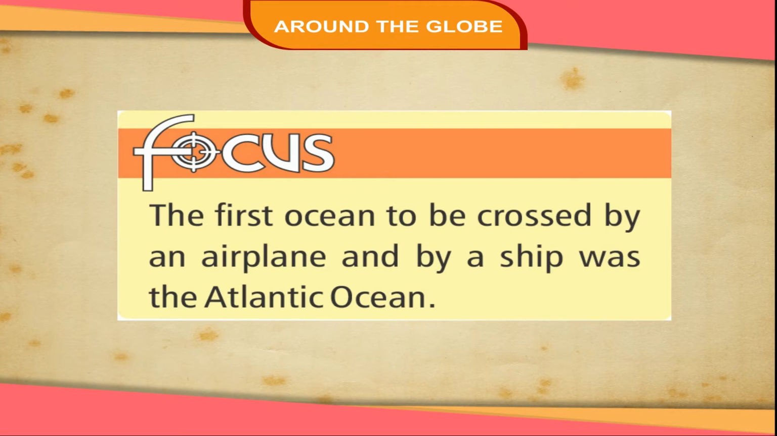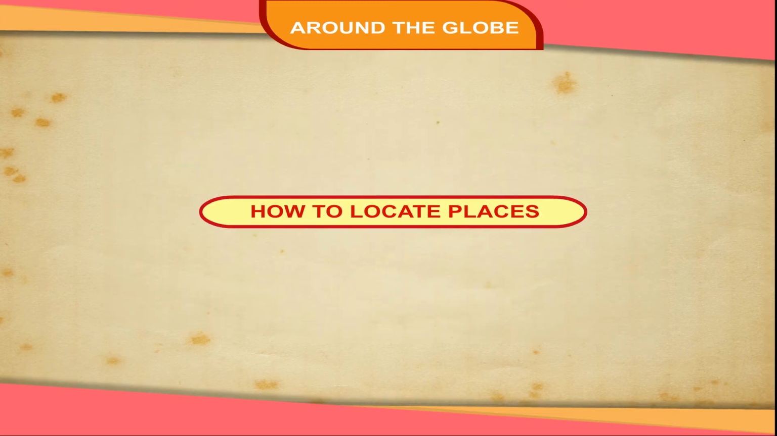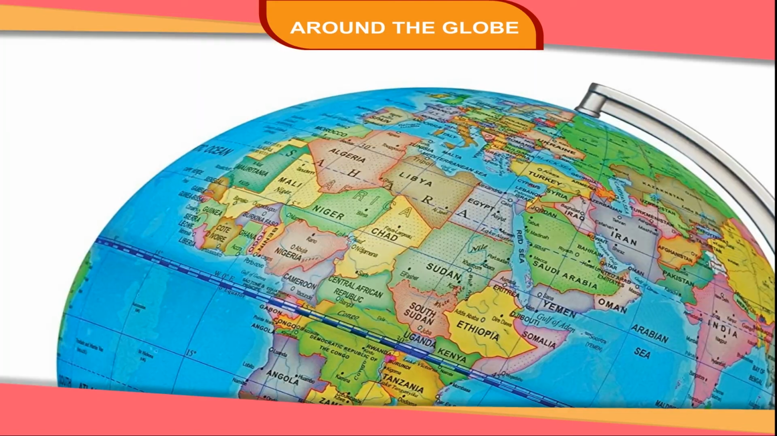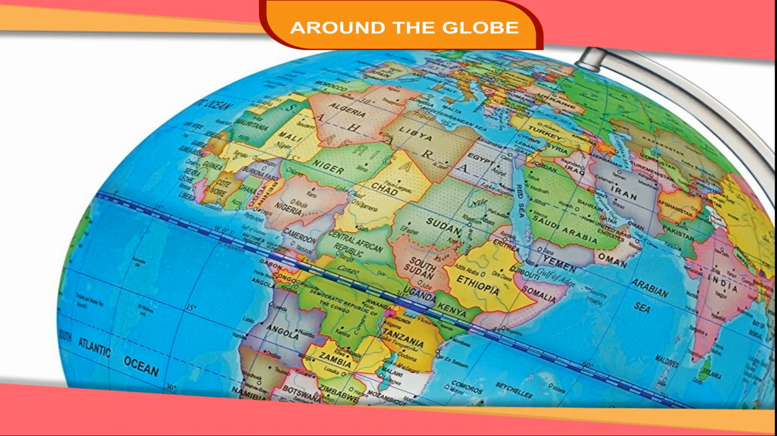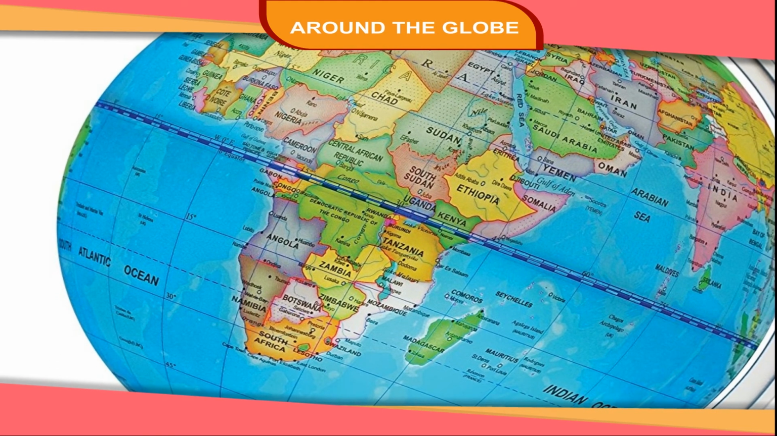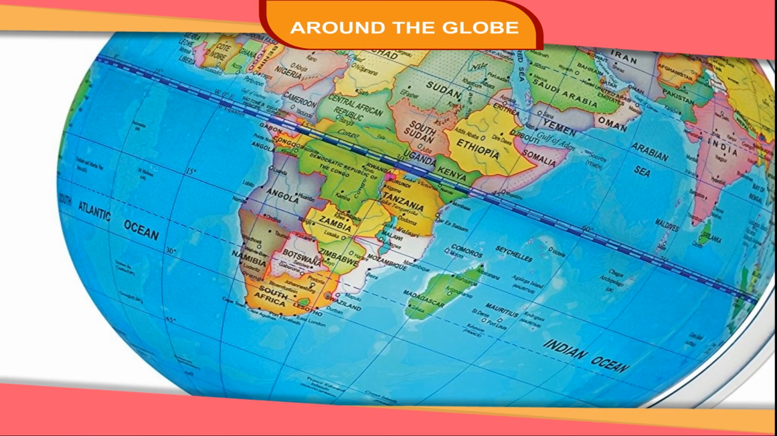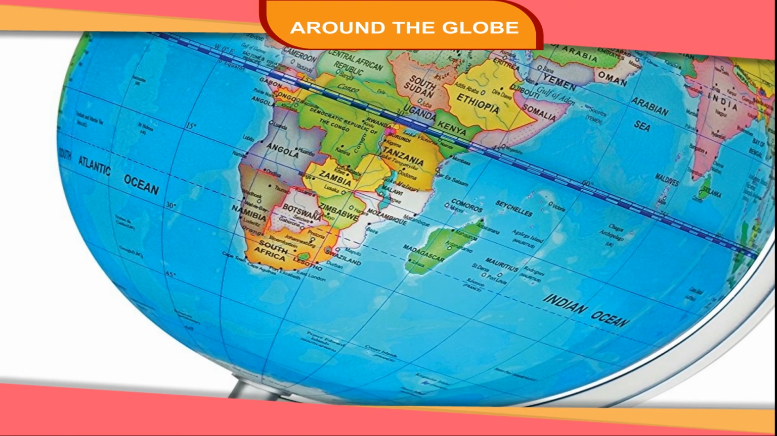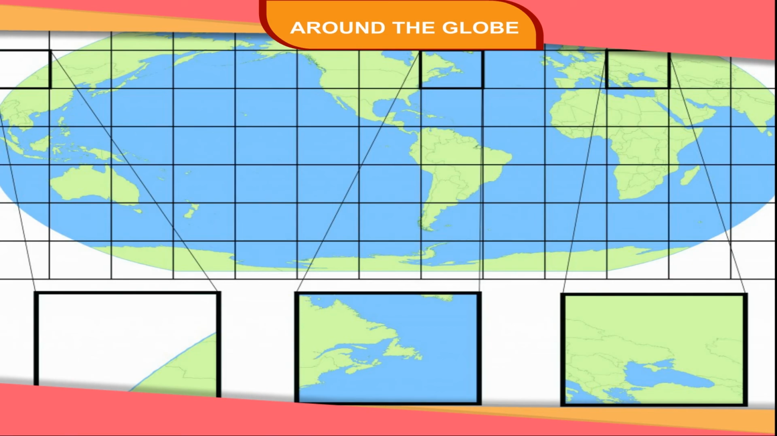Focus. The first ocean to be crossed by an airplane and by a ship was the Atlantic Ocean. How to locate places. The framework on the globe formed by the parallels and meridians is called a grid. This grid helps us to locate places on the globe. If we have to locate a place on the globe, we must know its parallel and meridian.